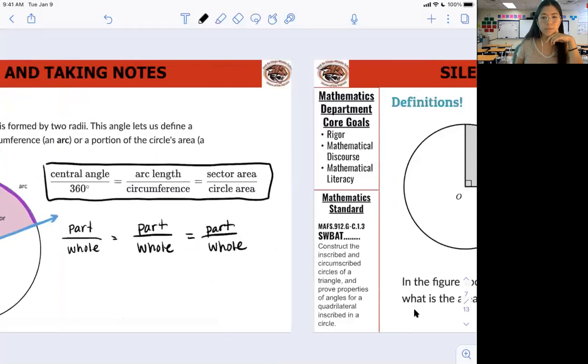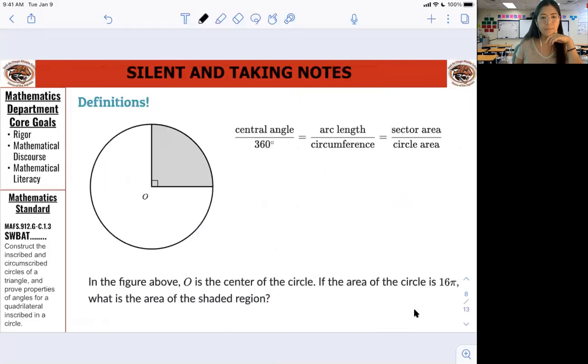All right, so let's go ahead and set up one example. So here we go. In the figure above, O is the center of the circle. If the area of the circle is 16 pi, what is the area of the shaded region? So let's go ahead and look at our 3-part proportion. When you have a proportion, you only want to use 2 out of the 3. So I'm going to highlight what we know. We know that the area is 16 pi. We're looking for the area of the shaded region.